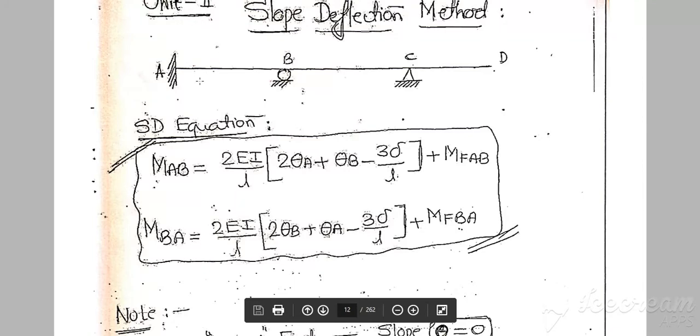For example, you can take this beam. This support is, what type of support it is? Fixed support. Support A is fixed support, and support B is roller support, and support C is hinged support, and D is open to atmosphere, or it is a cantilever.